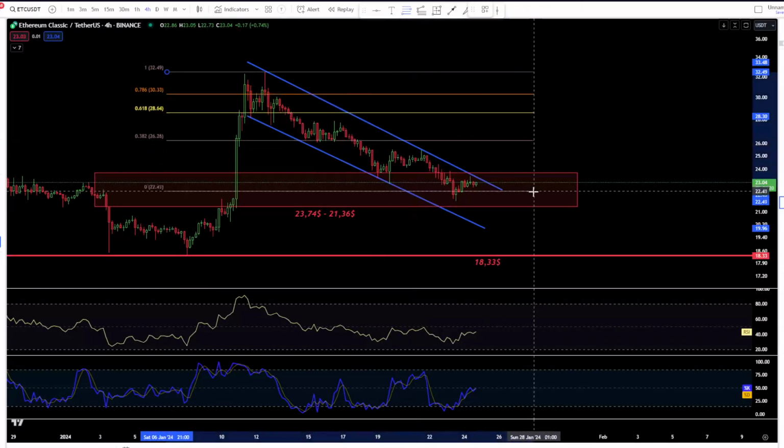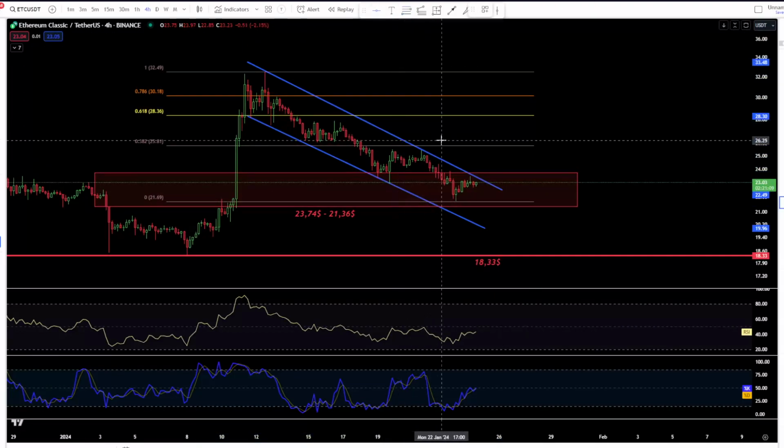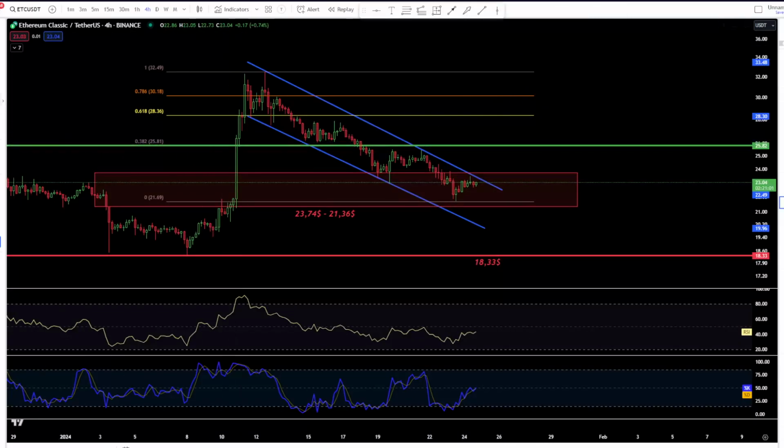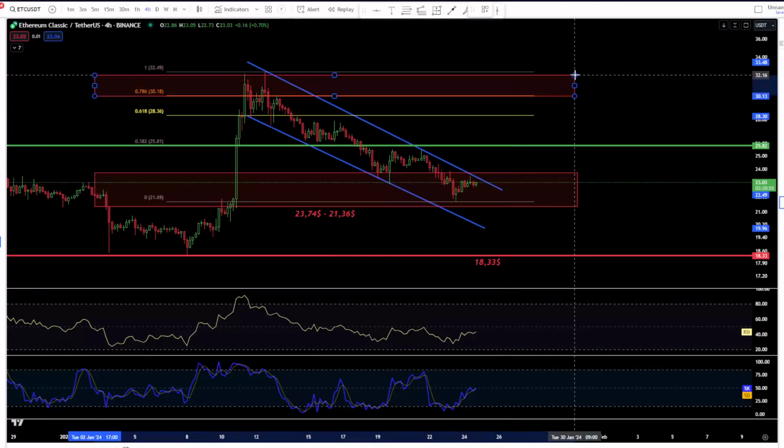Looking the other way, there is significant resistance at the level of $25.82. And further, we should consider the resistance zone from $30 to $32.49.